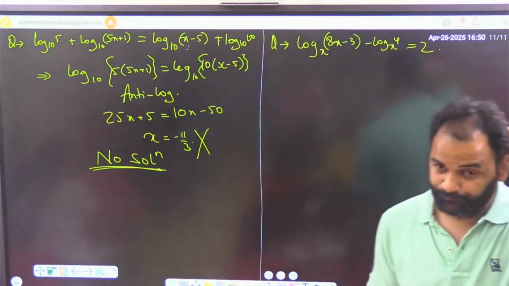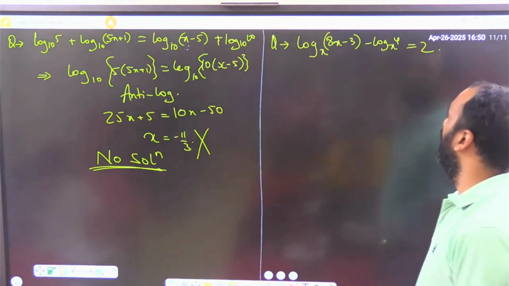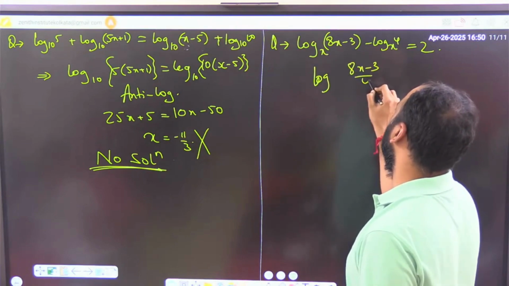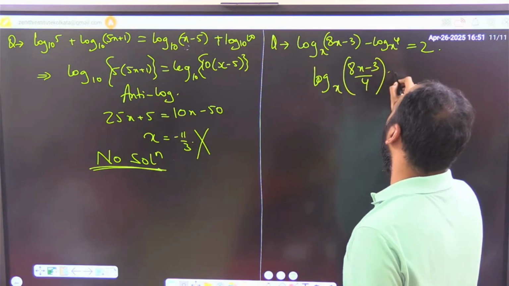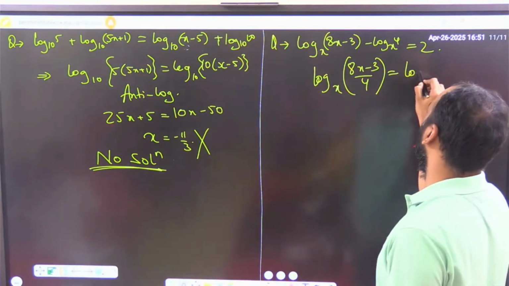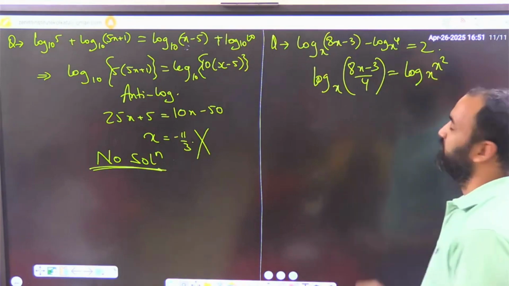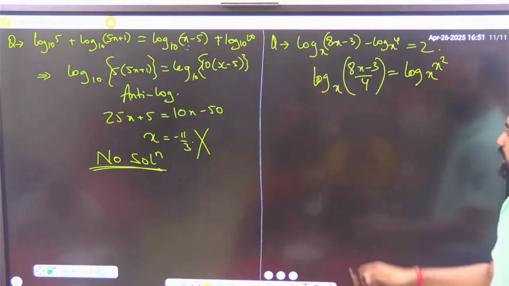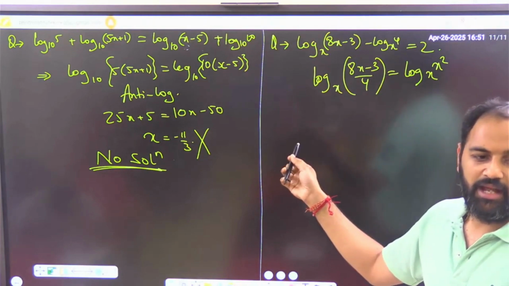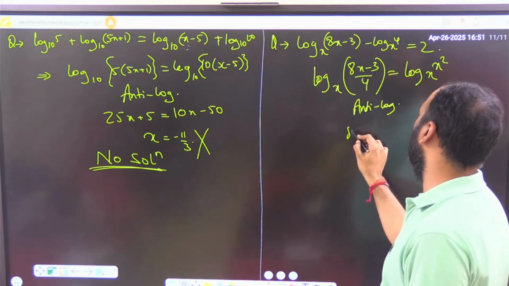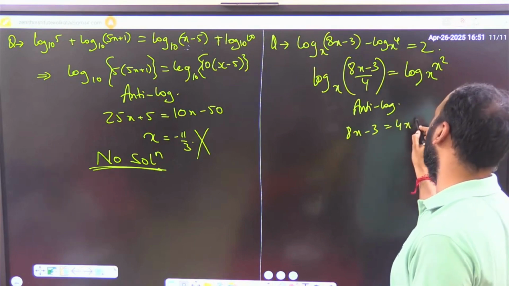Again, how do we start? This is like writing log of (8x minus 3) by 4 to the base x is equal to 2. What do we do with this 2? We replace 2 as log of x squared to the base x. Now, what is the next step? Anti-log. So anti-log will give us 8x minus 3 is 4x squared. Solve the quadratic.